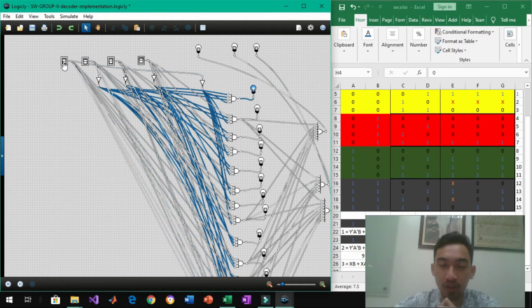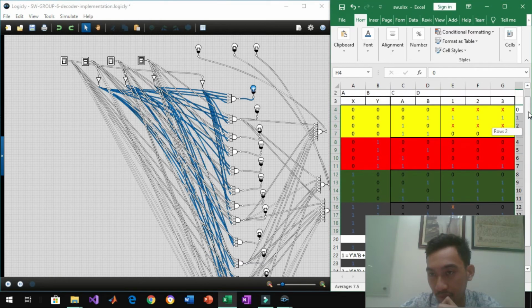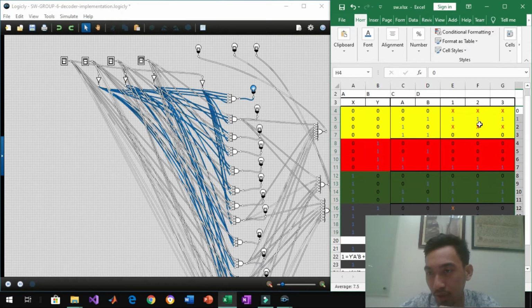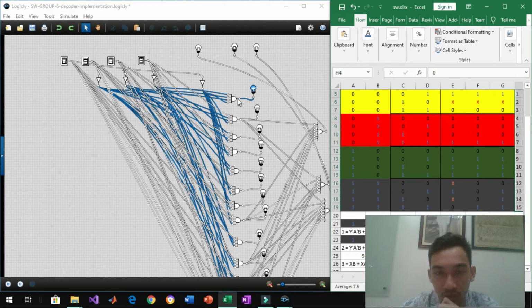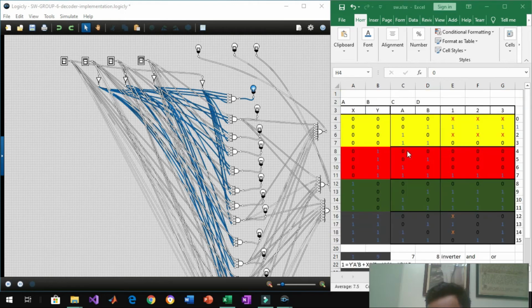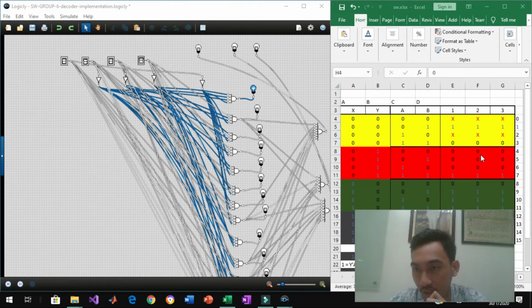This decoder works by getting the min terms of the output that are high and connecting them to the decoder. So at min term 1, output 1, 2, and 3 are high.